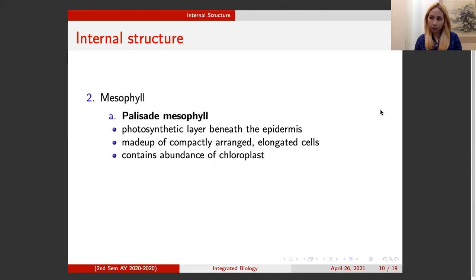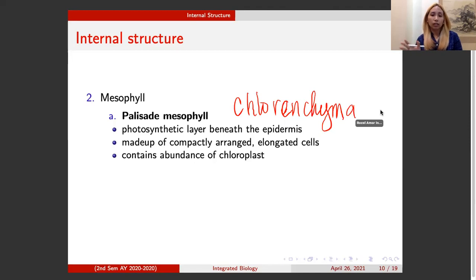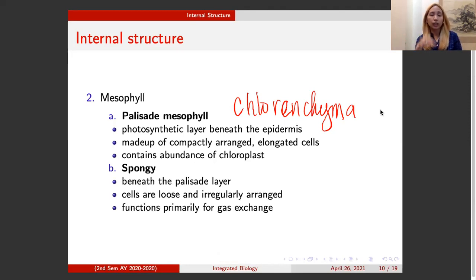Okay, and because of the abundance of chloroplast in this region, this tissue, the palisade mesophyll, is normally called chlorenchyma. Chlorenchyma. That's because they are basically parenchyma cells that contain chlorophyll. So you call the tissue a chlorenchyma tissue. And then we have the spongy mesophyll, and the spongy mesophyll is always found beneath the palisade layer. So later on, dun sa ating figure, you will notice kung saan sila nakalagay.